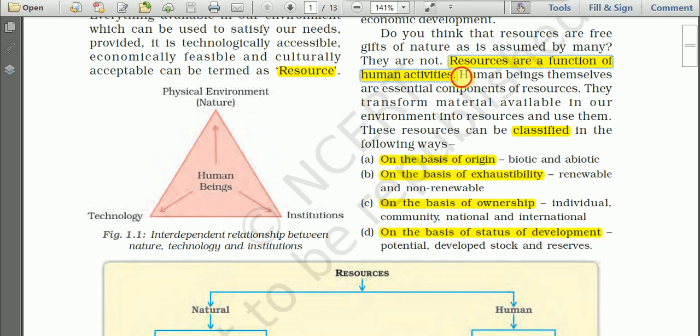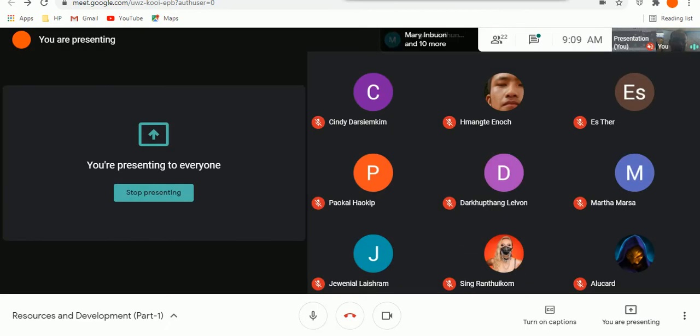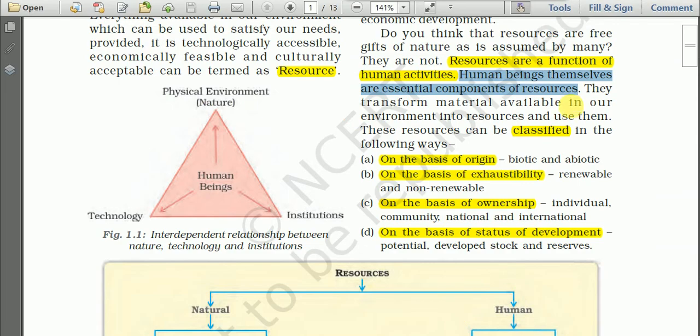Human beings themselves are essential components of the resources. That means we are also a part of the resources. We call it human resources. Human beings transform raw materials available in our environment into resources, and they use them. So we manufacture the resources available in our environment using technology, and they use it.